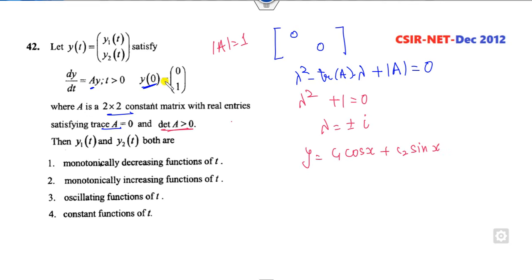Now y of 0 is 0. So which one is it? sin 0 is 0. So this is my y1, this is my y2. Then y1 and y2, are they monotonically decreasing? No. Are they both increasing? No. Are both oscillating? Yes. Are they constant? It cannot be. So the right answer is my C.